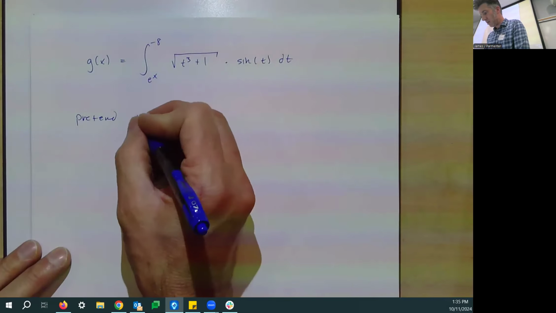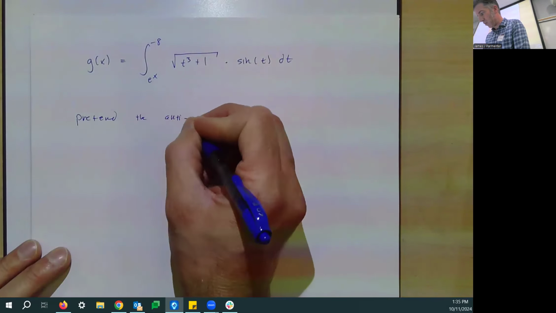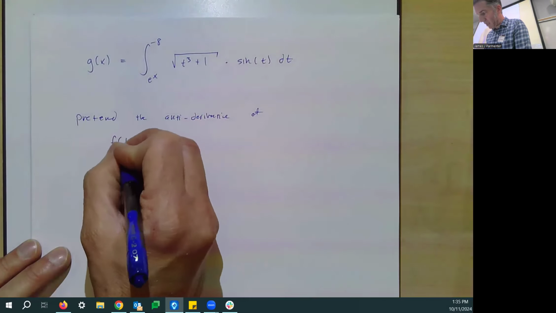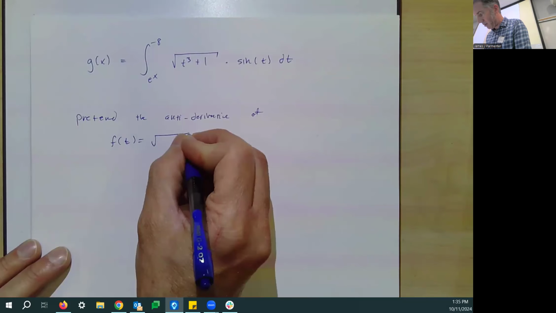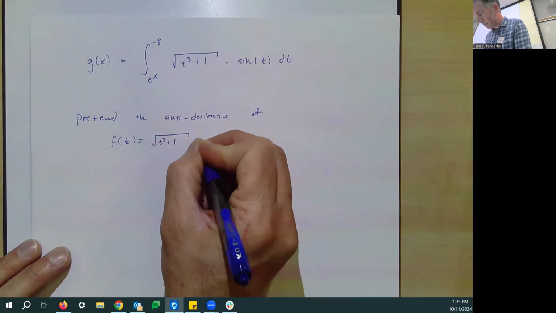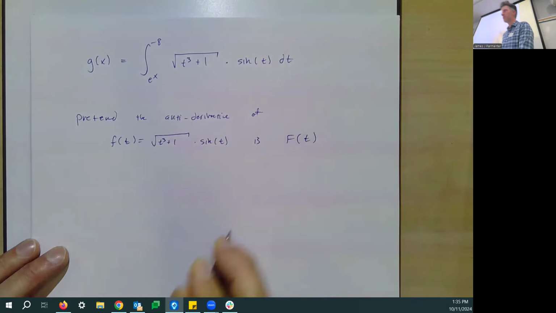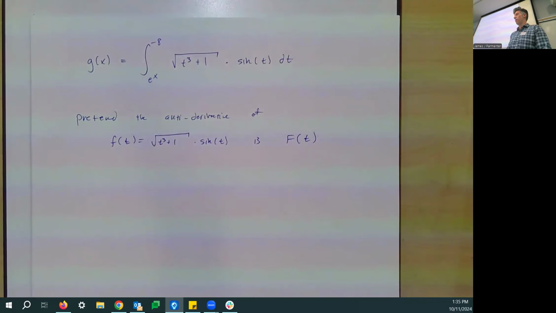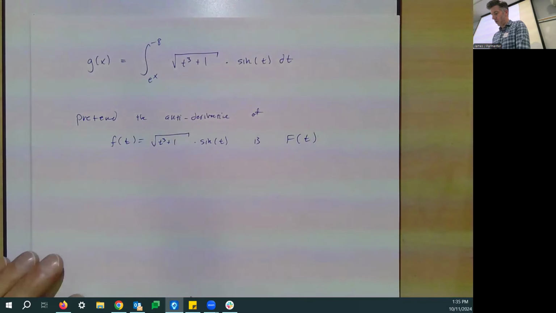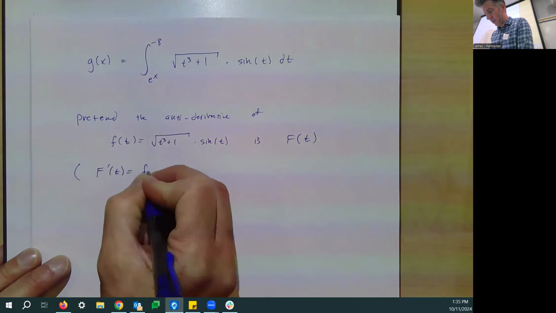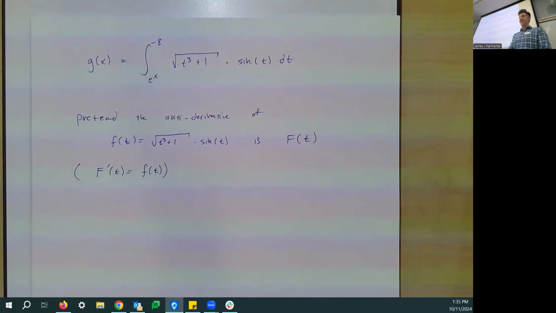We know that the antiderivative of f of t, equal to this terrible thing I made up here, is capital F of t, which is pretty standard notation when you're talking about made up antiderivatives. Or in other words, the derivative of capital F of t is equal to little f of t. It's another way of saying that capital F is the antiderivative of little f.